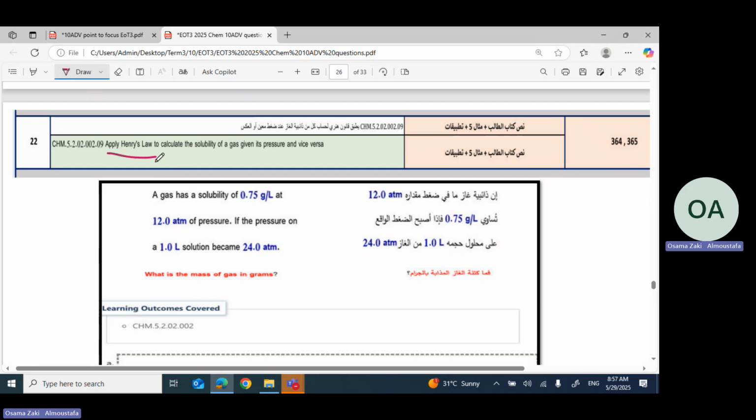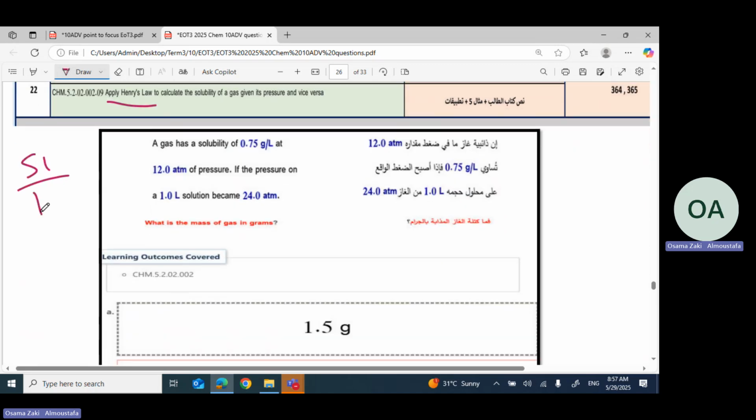Here, apply Henry's law. What's Henry's law? S1 over P1 equals S2 over P2. So S1 is in what? In gram per liter. And pressure, maybe atm, maybe PSI, depends on the question. Because this is the solubility, the maximum amount of solute that can be dissolved in a solvent or solution at a specific temperature. So this is S1, gram per liter.